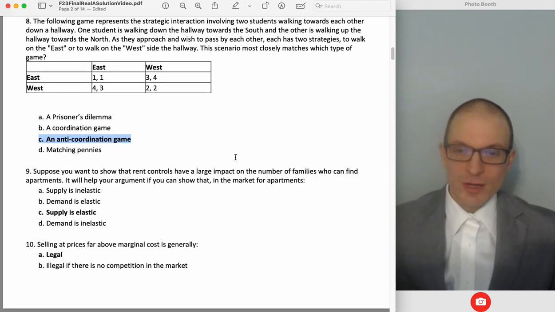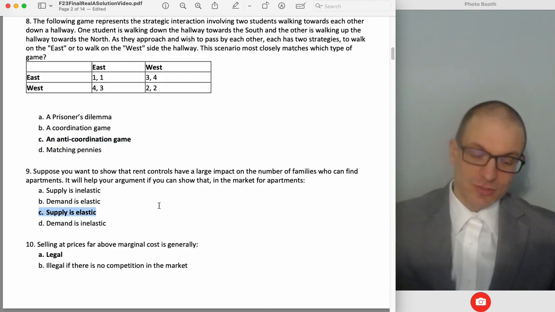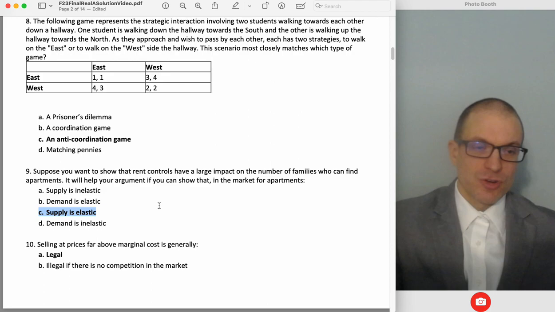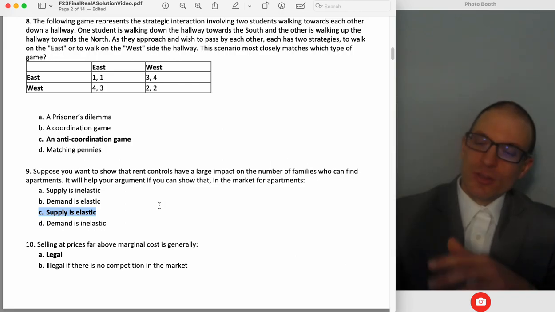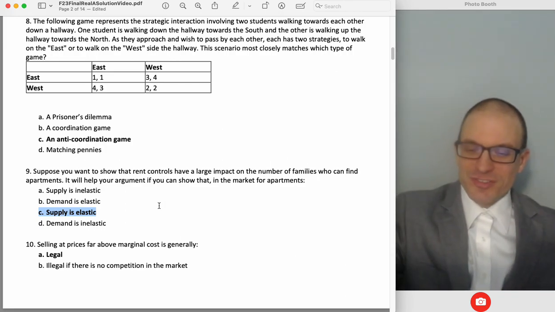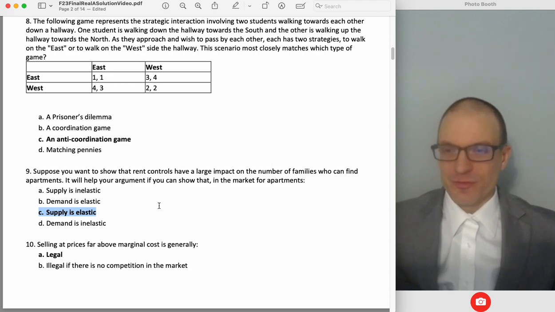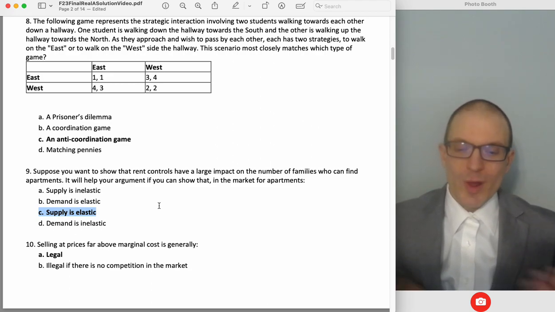Suppose you want to show that rent controls have a high impact on the number of families that can find apartments. It'll help your argument if you can show that in the market for apartments, supply is elastic. So you can draw a picture. I've got this right here. But what you want to do is draw, oh, this is probably going to be backwards. Shoot. So I drew a very steep demand curve and I drew a very flat supply curve. And the idea is you're looking to see what happens to the market after the distortion of the price control.